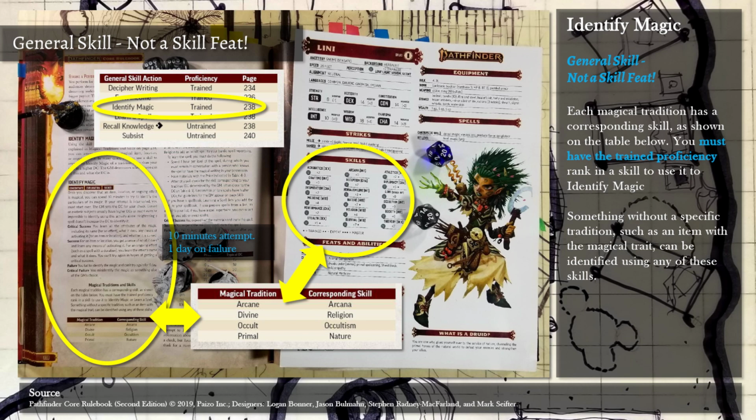So you may find that if you're playing a rogue, you have occult, or you may want to use one of the archetypes and pick up a primal level to get a benefit from some of the druid stuff. So you may want to consider over the journey of your character's life, if you do want to identify things, to pick up at least one skill of Arcana, religion, occultism, and nature. So that's how that's going to work. This is a general skill activity, just like deciphering writing. That's going to come in handy.